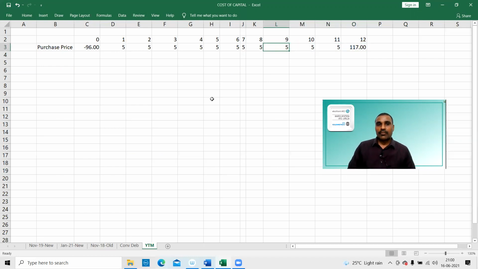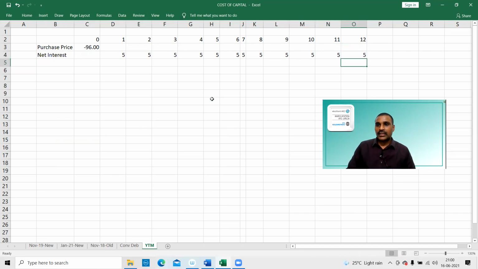Okay, this is the point. This is the purchase price and this is the interest, net interest. Net interest is equal to interest into 1 minus tax rate. This net interest is 5 rupees. I'll take 5 rupees.